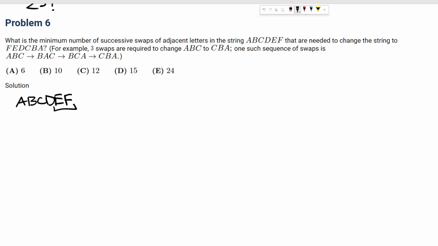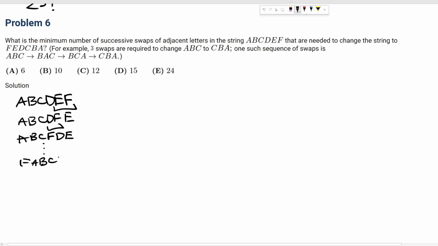So we're going to switch these two first, and we're going to get A, B, C, D, F, E. And now we're going to keep bringing the F to the beginning. A, B, C, F, D, E, sorry. And so on, until the F's at the beginning. And how many steps did this take? Well, 1 to move it to the 5th spot, 2 to move it to the 4th spot, 3, 4, 5. It would take 5 steps total.